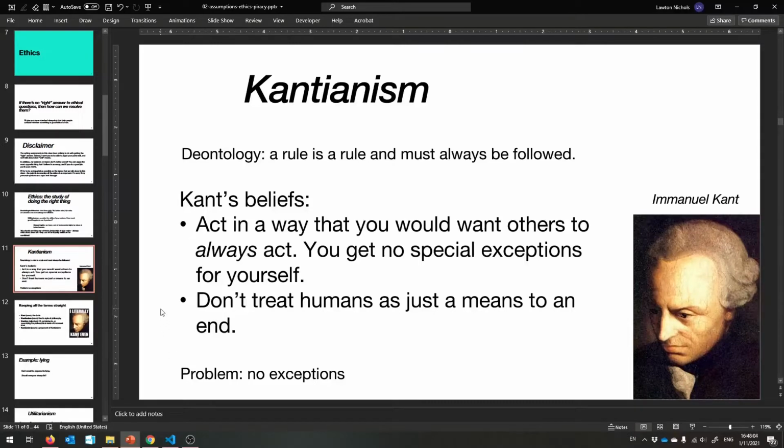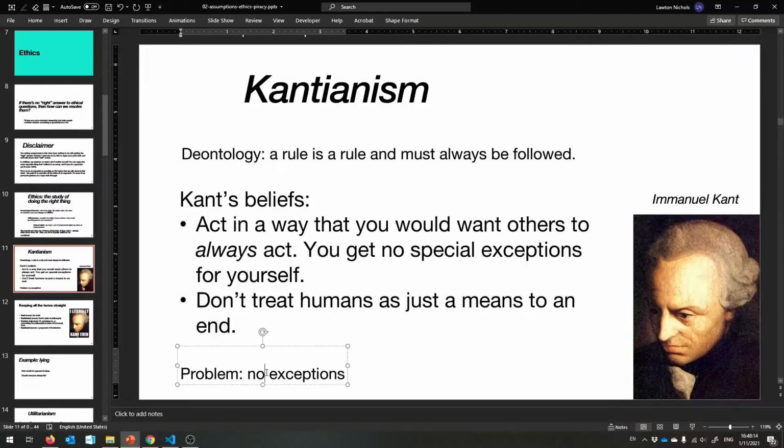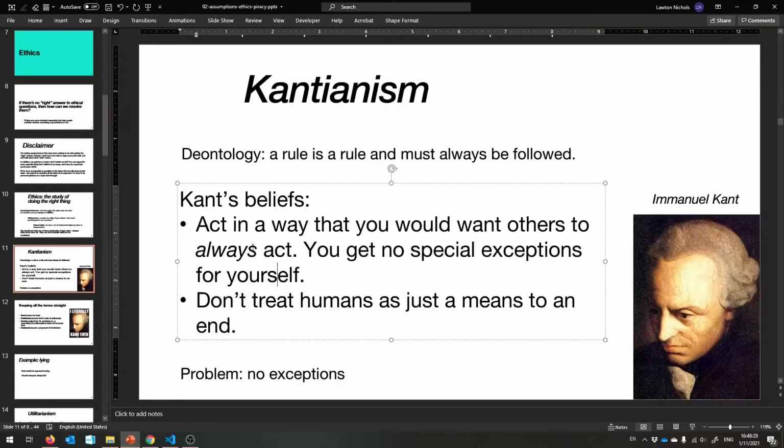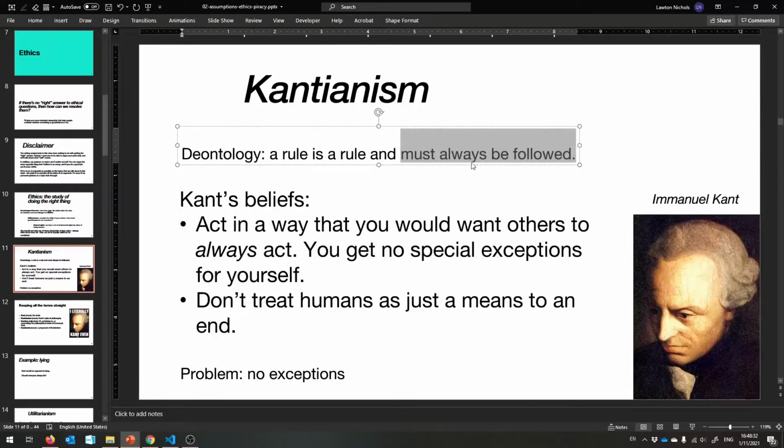Okay? And so that is Kant's beliefs, and not too hard to explain, but very hard to argue about or get into details about. And so you can have entire philosophy classes just about Kant if you really wanted to. And so there's one problem that's commonly talked about with Kant's viewpoint, is that he allows for no exceptions. Okay, it's got to be this way always. Deontology must always be followed.